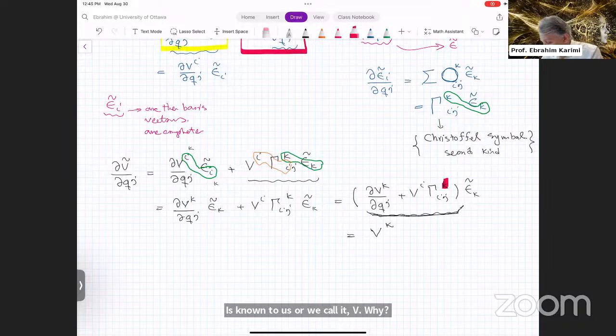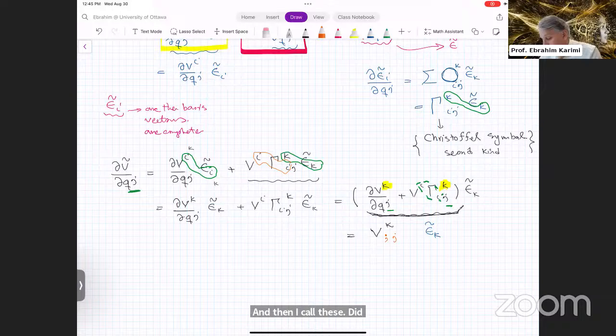Let's go with some other color, that was too strong. It depends on K. And of course, you have a vector of K, which I call epsilon K. The summation is over the dummy index of this. I don't care about that, but it also depends on the derivative that I'm taking. So indeed, that is the derivative with respect to QJ. And then I call these derivative with respect to J.